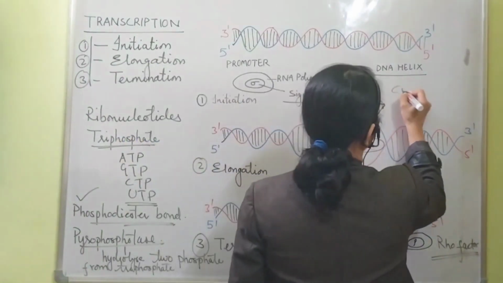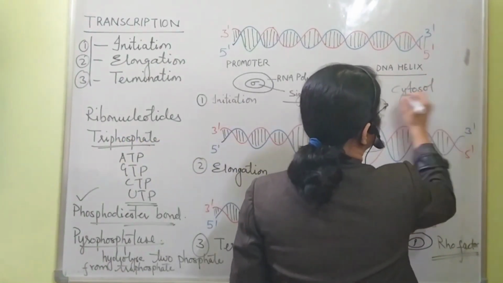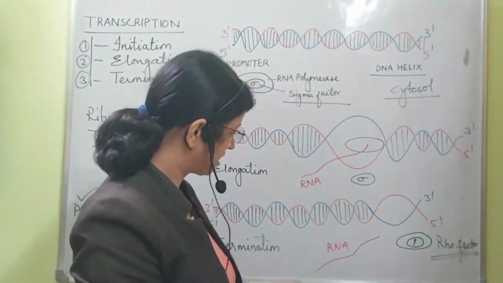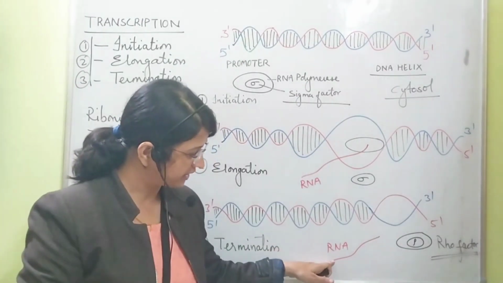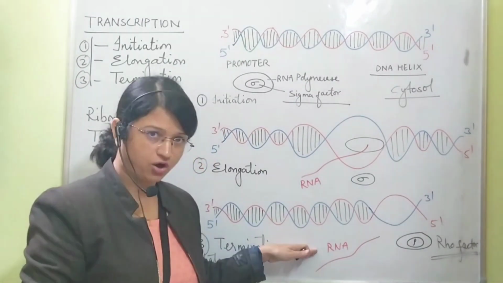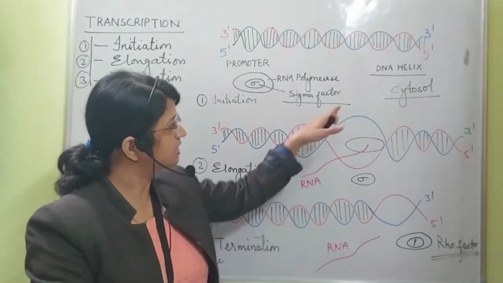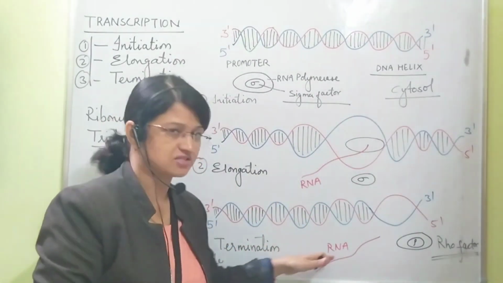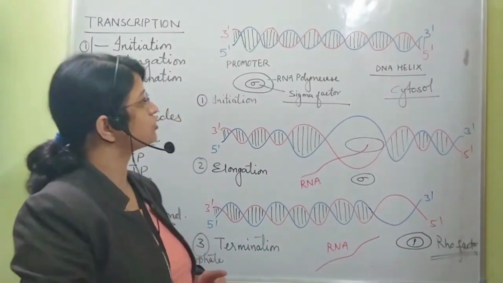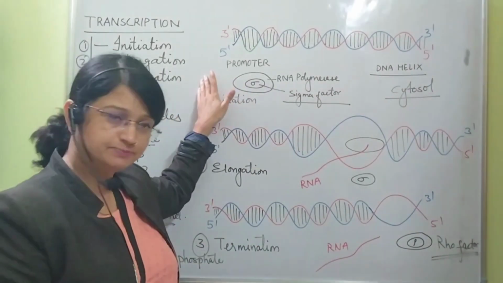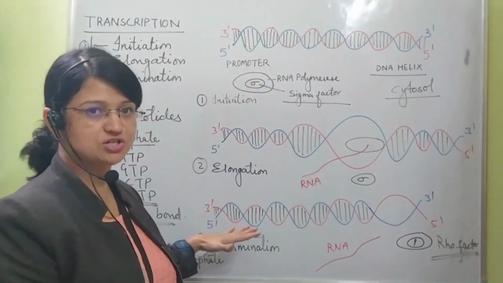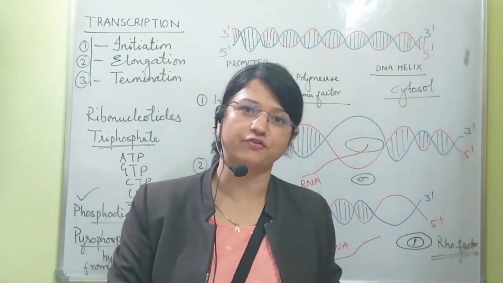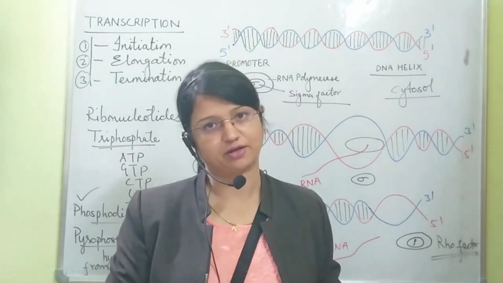One thing you have to remember: the whole process of transcription in prokaryotes takes place in the cytosol, but in eukaryotes, it takes place inside the nucleus. One more important thing: while the RNA is being formed in the cytosol, at the same time the process of translation also starts in prokaryotes. Clear? So this was all about transcription in prokaryotes, and now we will discuss the process of transcription in eukaryotes.